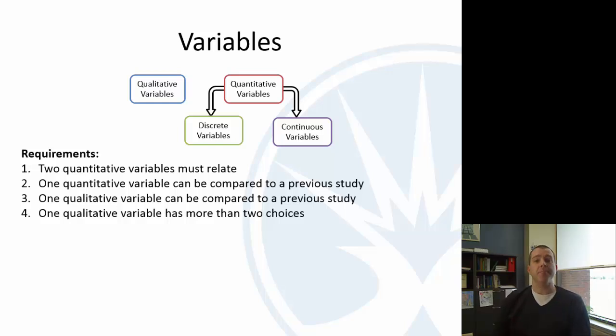So the requirements here. You have to have at least 2 quantitative variables, and 2 of the quantitative variables must relate somehow, or you think that they relate. Like height and weight for an individual probably relate. If they end up not relating, it's okay, but you have to have 2 quantitative variables. You'll see why in chapter 4 we're actually going to do some analysis of bivariate data when we have 2 quantitative variables. For number 2, you have to have 1 quantitative variable that can be compared to a previous study.